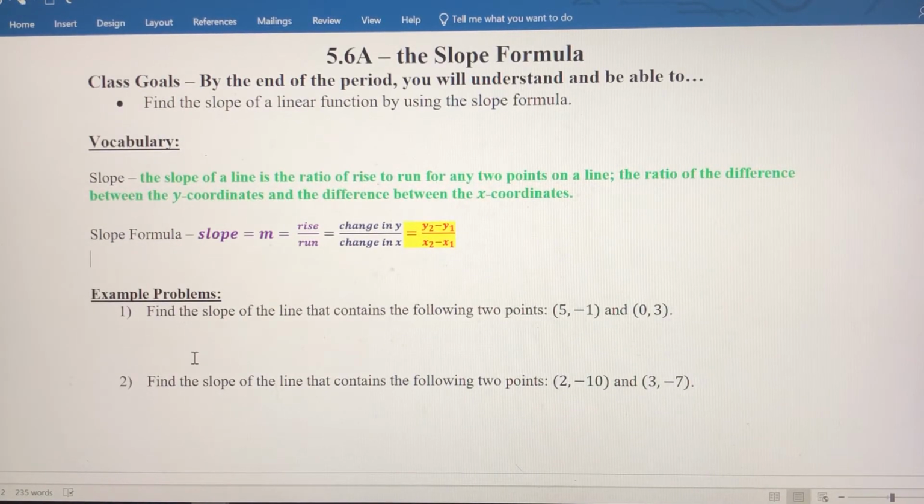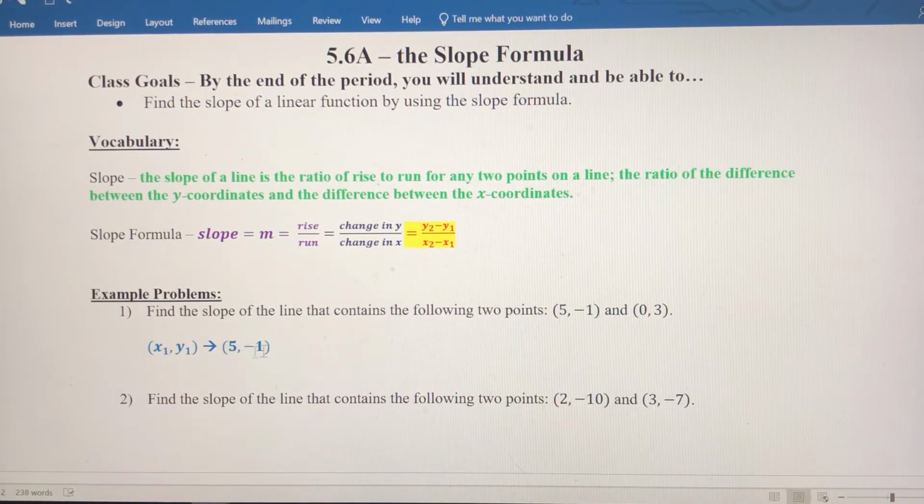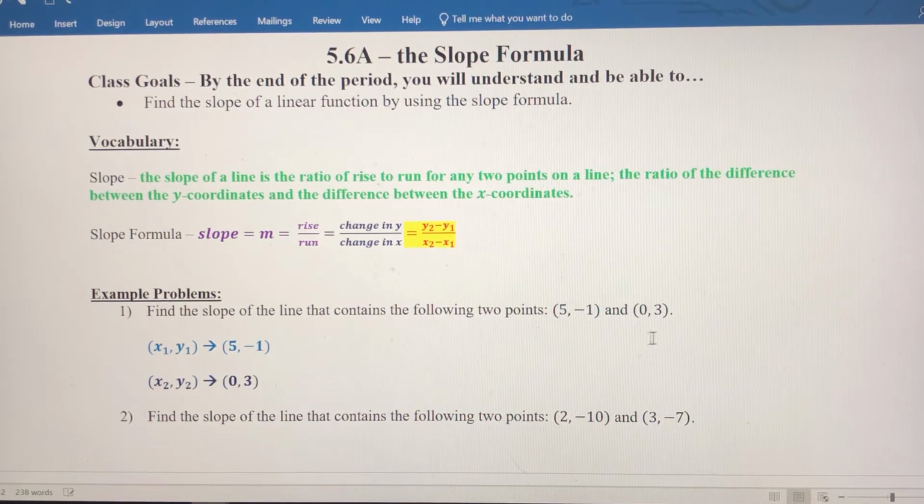So let's do a couple example problems here. We want to find the slope of the line that contains the following 2 points. So (5, -1), okay? We can call that point 1 if you want to, because it comes first, and the point (0, 3), all right? So first off, I'm going to call (5, -1) the x sub 1 is 5, the y sub 1 is -1, okay? So the x coordinate of the first point is 5, the y coordinate of the first point is -1. So it should make sense then that the x coordinate of the second point would be the 0 here, and the y coordinate of the second point would be 3, all right?